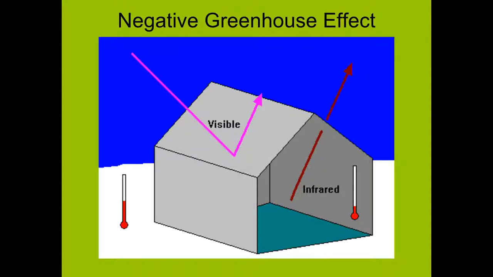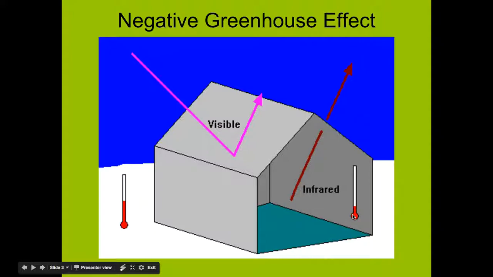The negative greenhouse effect is sort of the opposite, where infrared rays, because of their wavelength, are able to bounce through these particulates in the atmosphere that are blocking visible rays. So here, negative, again, don't necessarily think of it as bad. Negative simply means that the temperature drops.